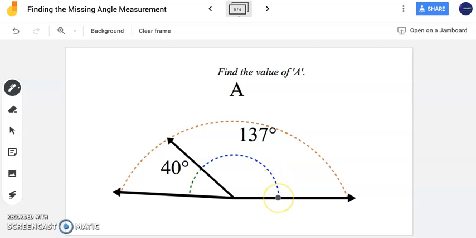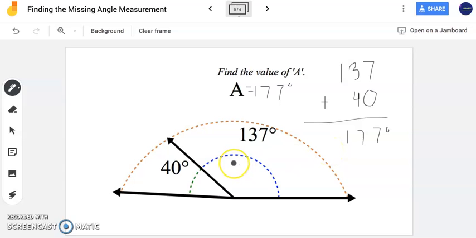For this next problem, very similar to the previous one, we have a big angle. In fact, this is definitely an obtuse angle because it's definitely greater than 90 degrees. Now, I see that in red here, I don't have that total amount, but I have one piece of 40 degrees and one piece of 137 degrees. My goal here to find the value of A is to add 137 degrees plus 40 degrees. Now, once I do that, I get a total amount of 177 degrees. And in fact, that is my value of A, 177 degrees.